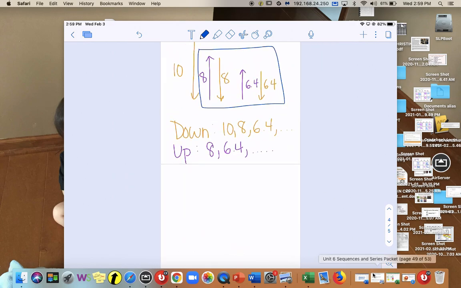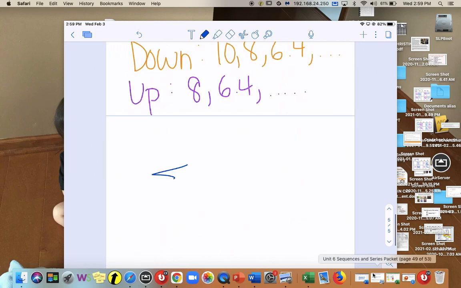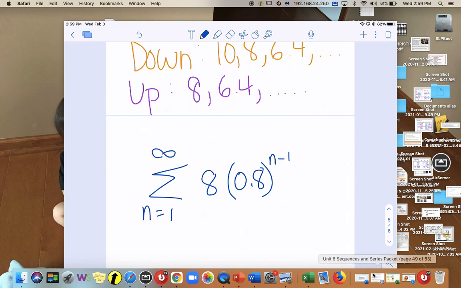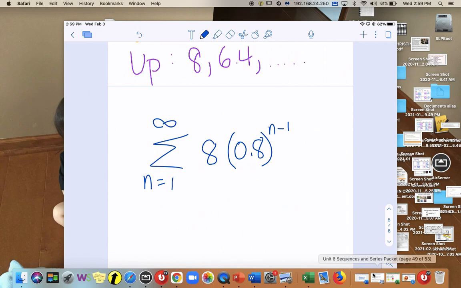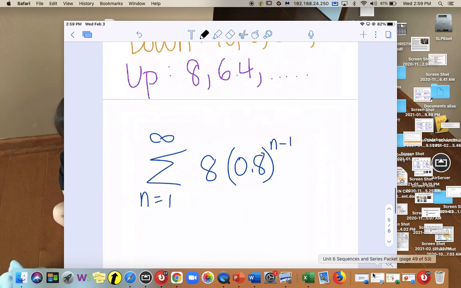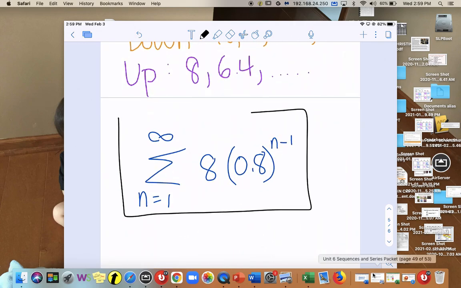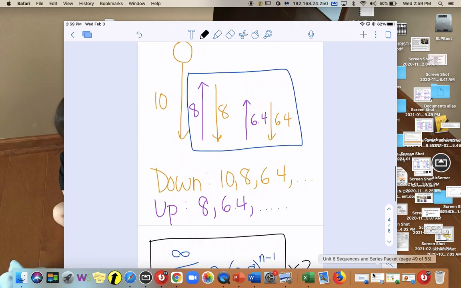And so when we write the sigma notation, we can say find the sum if it starts at 8 and it rebounds to 80% of its original height to the n minus 1 power, and it's infinite. So we start at the first bounce and we're going forever. All right, so there it is. But what we can do is find this, and this would be like the purple or the orange. Once we find that sum, we can just double it, because every time it goes up, it goes down that same amount.